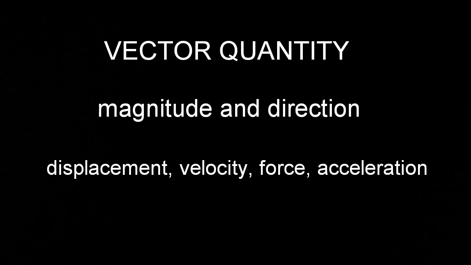Vector quantities are physical quantities which have magnitude and direction. Or to express a vector quantity, magnitude and direction both are required. Displacement, velocity, force, acceleration, etc. are some examples of vector quantity.